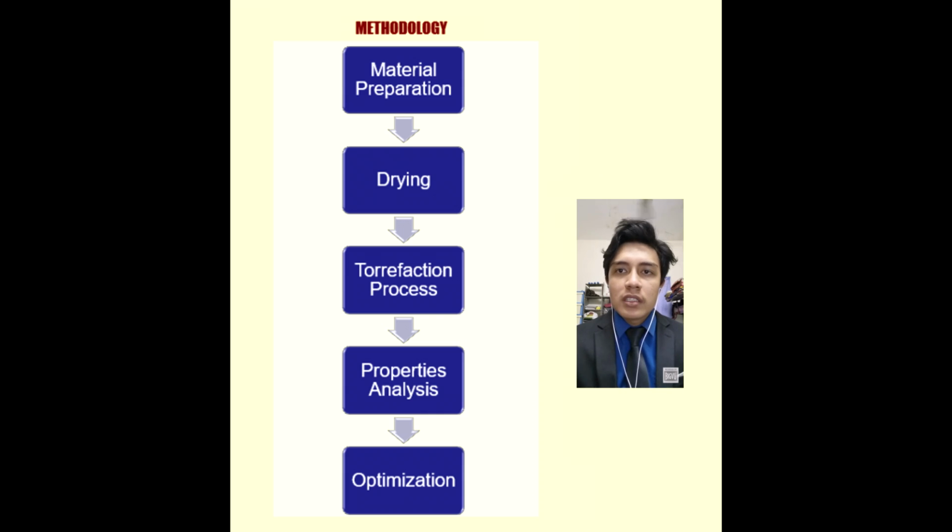The next part is the property analysis. This analysis is done by using the equation and the linear correlation model from previous studies. And the last one is the optimization part. This part was done via the response surface methodology by using the Design Expert software version 11 trial software to generate the optimal condition for the parameters.